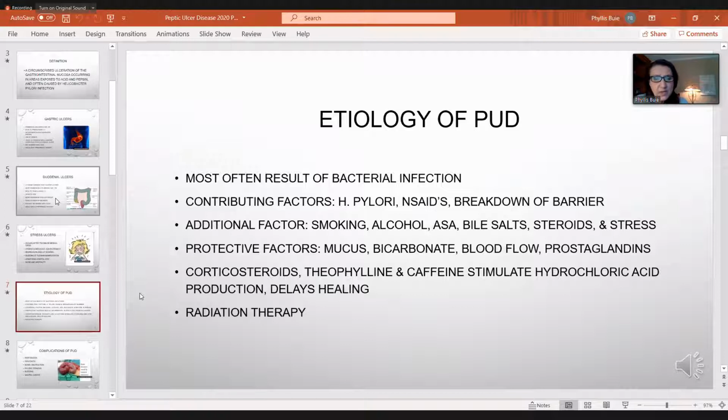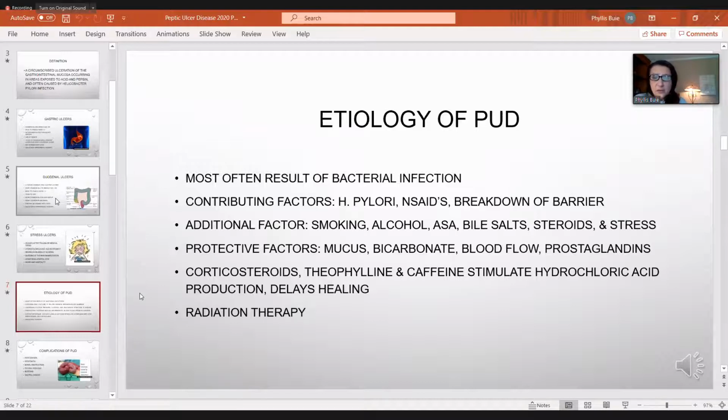Some of the protective mechanisms that our body actually has in place is the mucus that we have in our GI system that helps coat the mucosal lining. We have the bicarbonate that helps as a buffer to keep the pH in the stomach from getting too high. We have a good blood flow to the stomach. And then, of course, we have the presence of our prostaglandins.